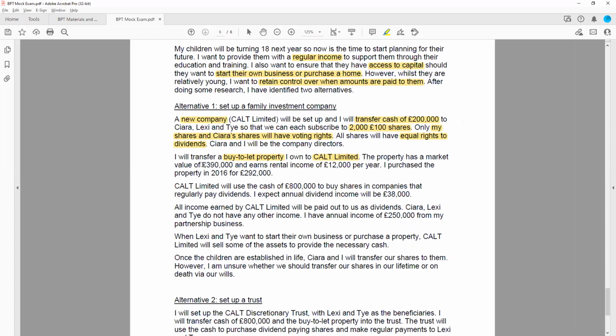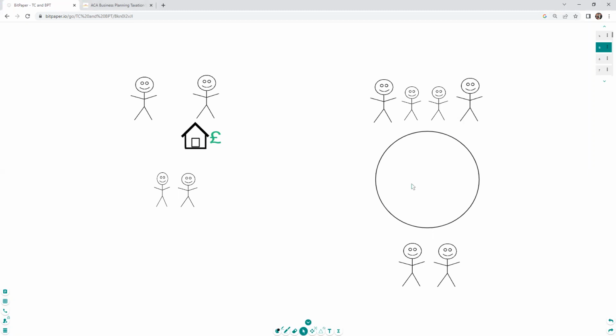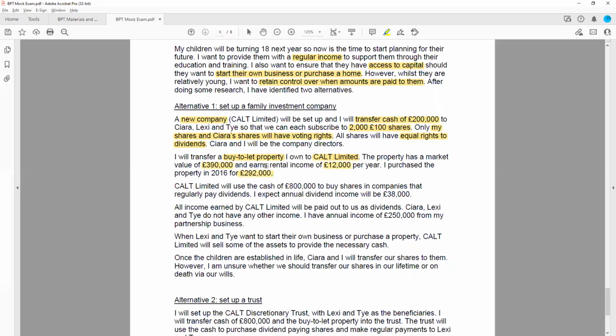Property has a market value of 390k, earns rental income of 12,000 a year. I purchased a property in 2016 for this amount. So we know the base cost when she purchased it. We know the market value. Obviously, it's being transferred to a connected party in a company that she controls.